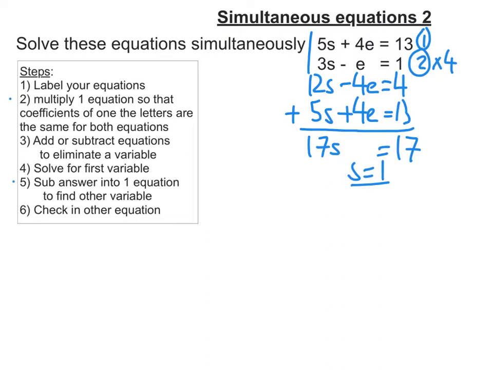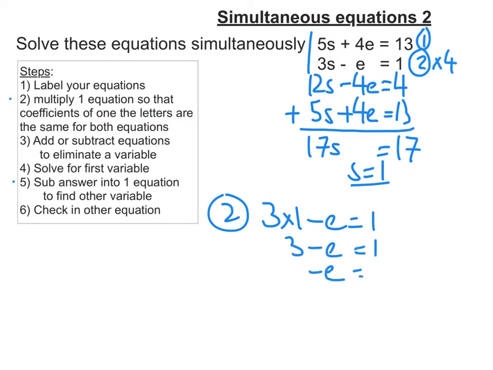Sub answer into the other equation. So let's sub that into equation 2. So s equals 1, so that's going to be 3s, so 3 times 1 minus e is equal to 1. So that's 3 take away e is equal to 1. So let's take away 3 from both sides, and I'm left with minus e is equal to minus 2. Times everything by negative 1, we get e equals 2.